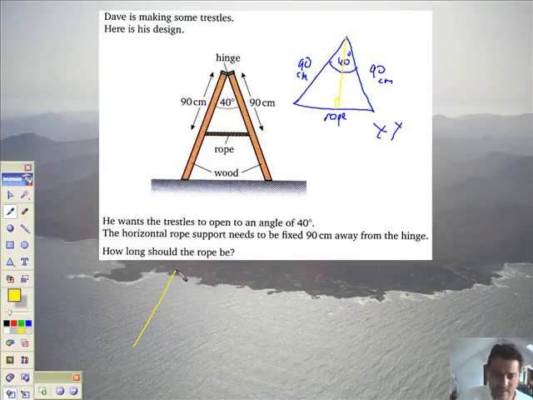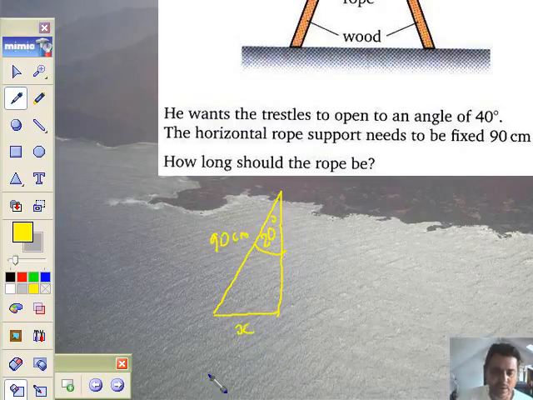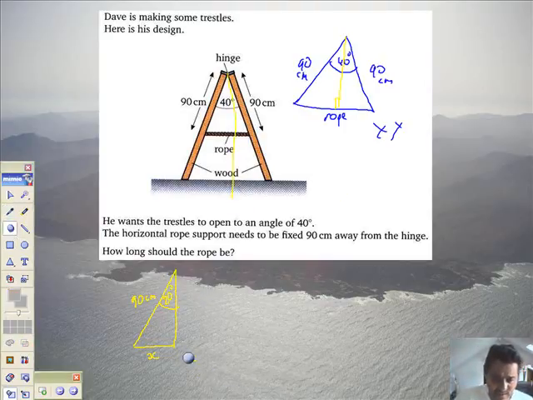So let me work down here now. So I've got a nice slim little triangle there. I know this is going to be 20 degrees because I've cut it in half. I know this is still 90 centimeters of length. I know this is half the rope. Let's just call it X for the sake of calling it something. So there we go. I've cut this trestle right down the middle like so. Oops, not very good, but anyway, that's what I've done. I can now work out some mathematical stuff.